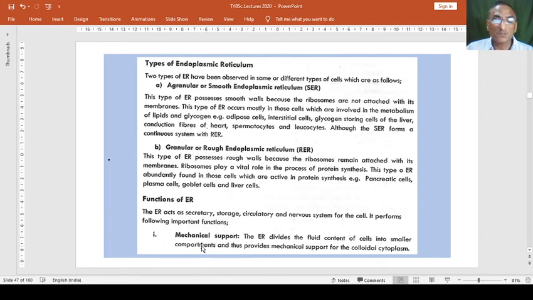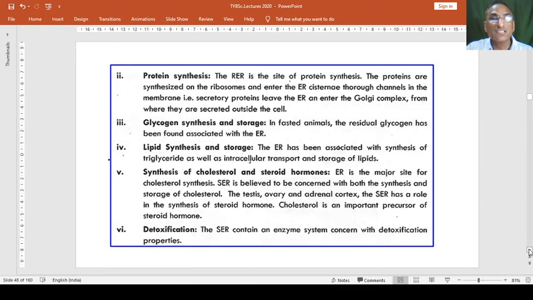Endoplasmic reticulum gives mechanical support to the cell by giving its strands or folds. The ER divides the fluid content of the cells into smaller components and thus provides mechanical support for the colloidal cytoplasm. So this is the first and important function, that it supports the mechanical strength to the cell.